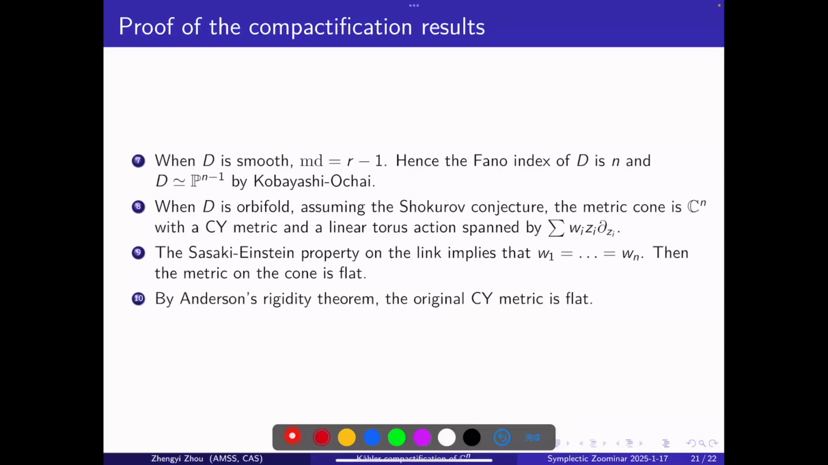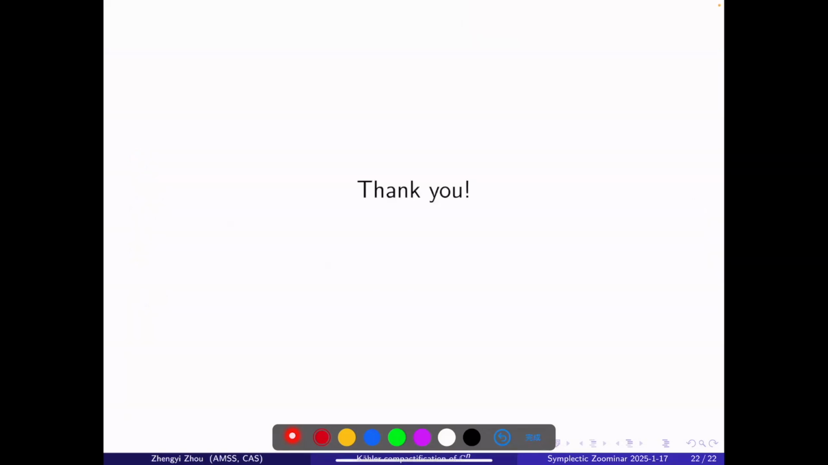And finally, there is a result due to Anderson, which says, I think, that if two things are close to each other in the Gromov-Hausdorff sense and with a bound on Ricci curvature, then under some assumption, you can argue that the metric has to be flat. And in this case, it's precisely enough, using his result, to conclude that the original Calabi-Yau metric is flat. And that's all I want to talk about here. Thank you.